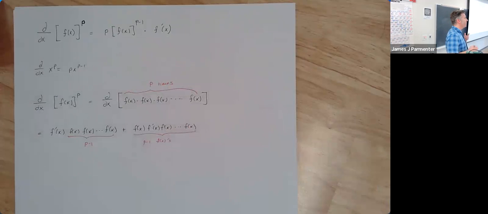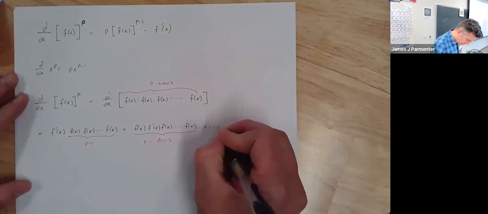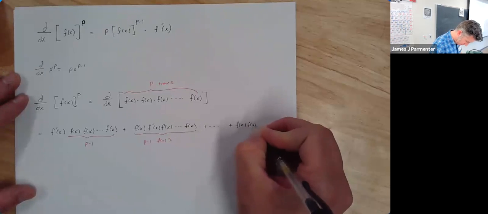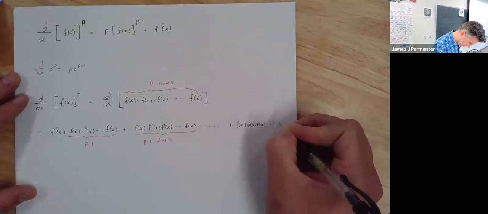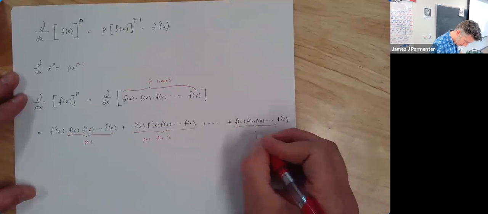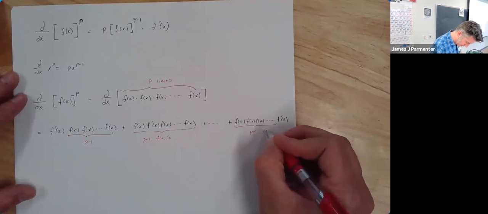Each one of the things we are adding together is going to have exactly 1 f prime times p minus 1 f of x's. Until the very last one, which will be f of x times f of x times f of x all the way to f prime of x being the last one. And here you have still p minus 1 f of x's.